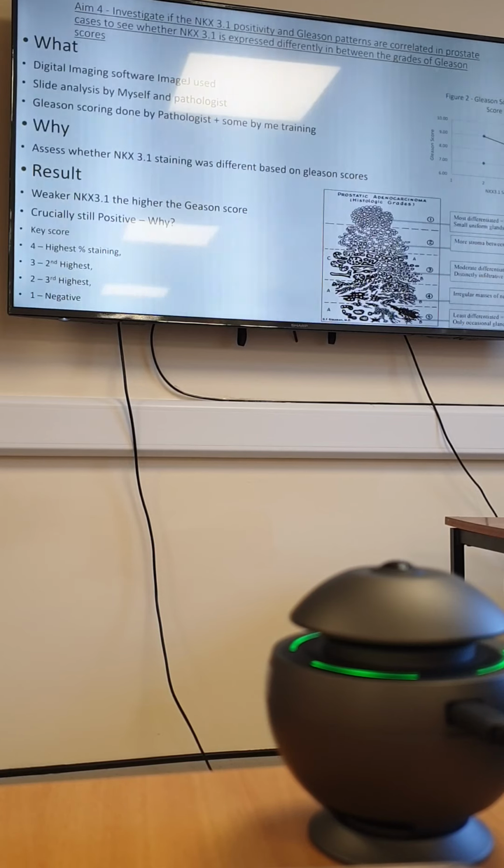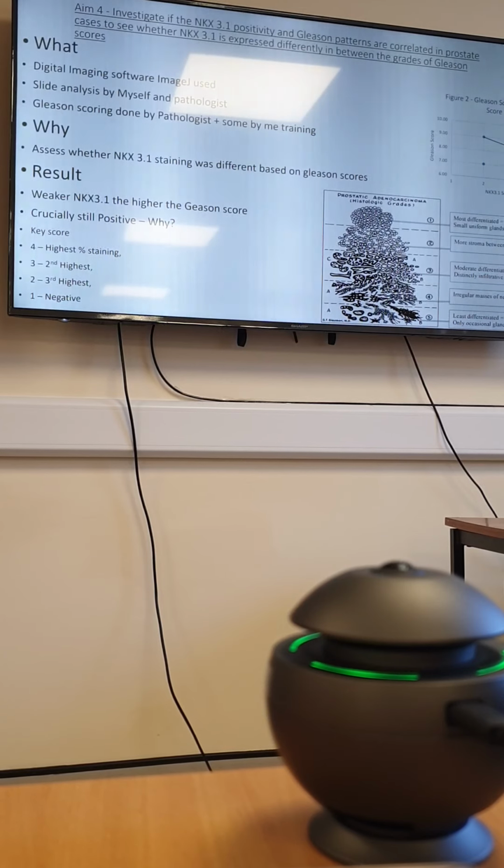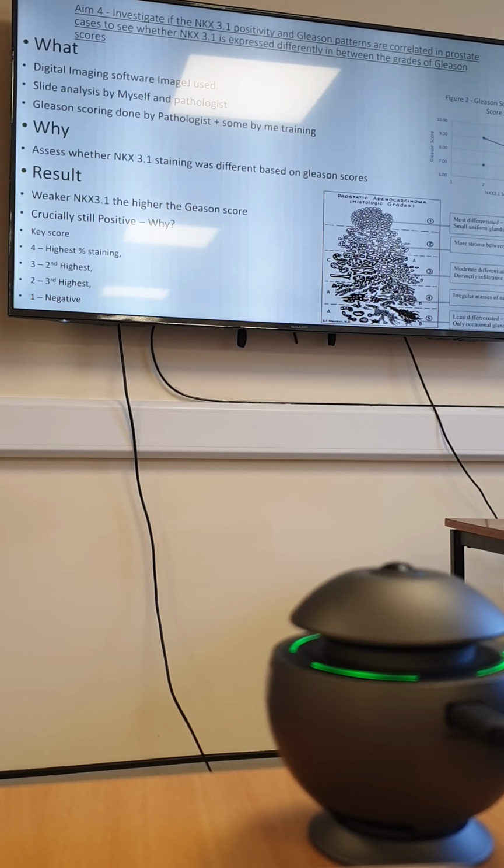Now on to the fourth aim, which was to investigate if NKX 3.1 could correlate with Gleason scores. Again, we used lots of different prostate cancers, and this was the stage where we used the slide analysis and also did Gleason scoring. Roddy did some of the prostate Gleason scores, and then he got me to do them and assessed whether I was able to do it. Since I'm not a medic, I managed to get most of them right, but there's a couple I didn't get right. Since I've not been to medical school, I was quite pleased that I was able to do that, so I thought that was quite good.